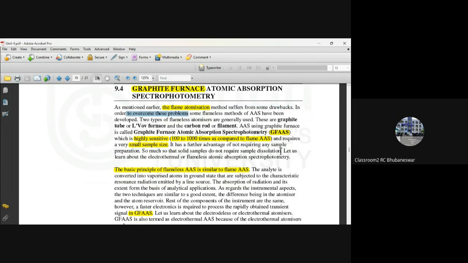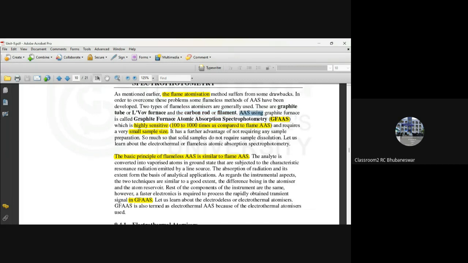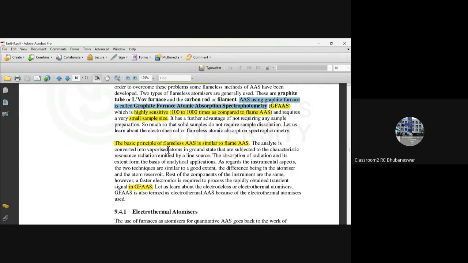So in order to overcome these problems, some flameless methods of AAS have been developed. Two types of flameless atomizer are generally used. These are the graphite tube furnace or Elbow furnace, and the carbon rod or filament atomizer also we use. So AAS using a graphite furnace is called graphite furnace atomic absorption spectrometry, GFAAS, which is highly sensitive, 100 to 1000 times as compared to flame AAS.